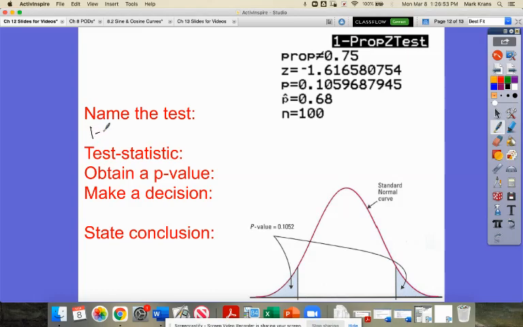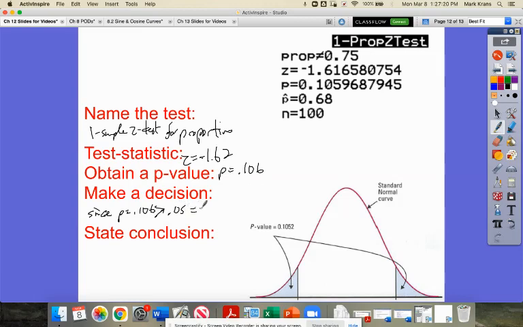So name the test. It's a 1 sample z-test for proportions, okay? Test statistic is z equals negative 1.62. My p-value is 0.106, and my decision, since my p-value of 0.106 is greater than my alpha, which I forgot to mention, 0.05, we fail to reject the null, okay?